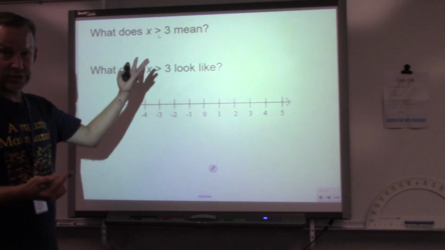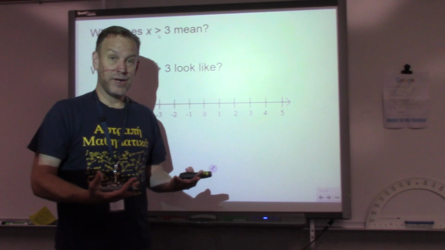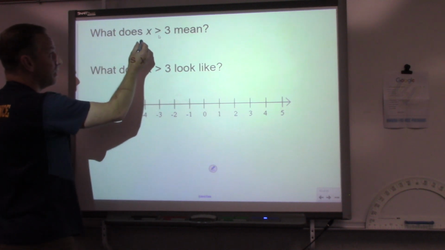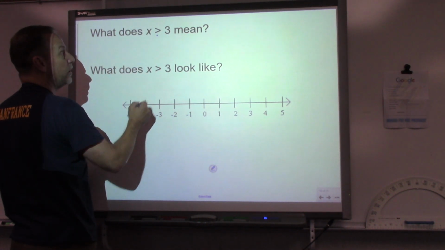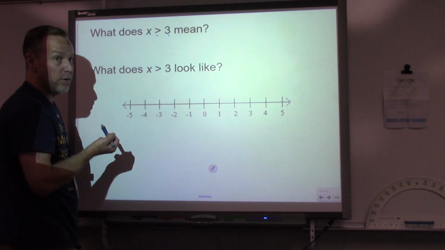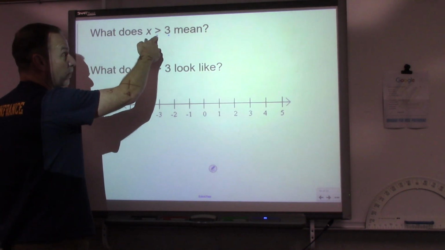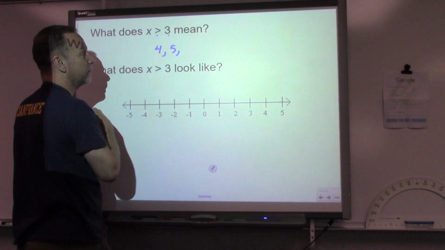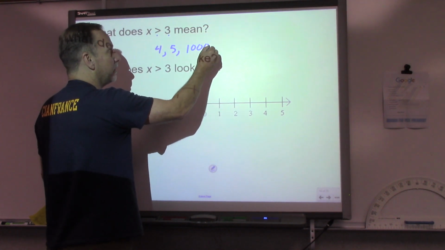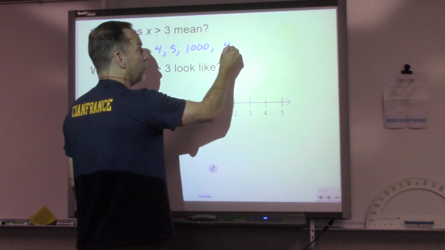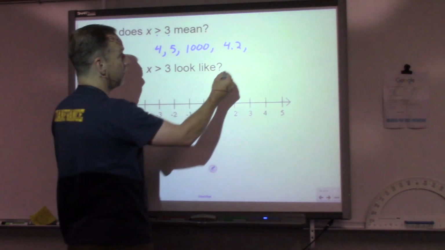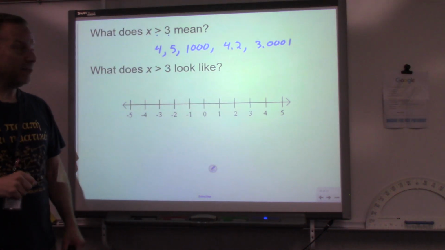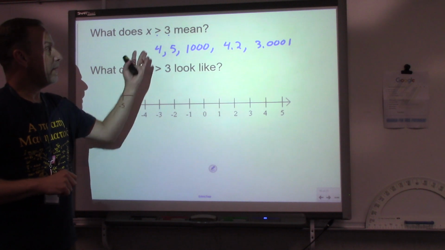Okay, so now we're going to transition into Unit 2, which is inequalities. What does this mean? It means that we want things that are larger than this number. So, what would be an example of something that is greater than this number? 4 would work. 5 would work. 1,000 would work. 4.2 would work. 3.0001 would work. Anything that is larger than 3 would make this statement true.